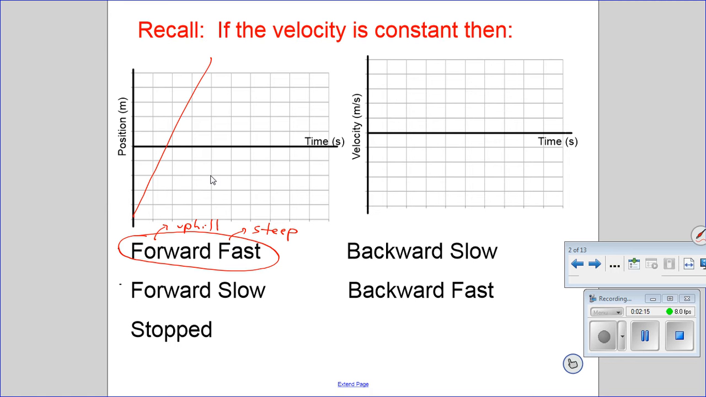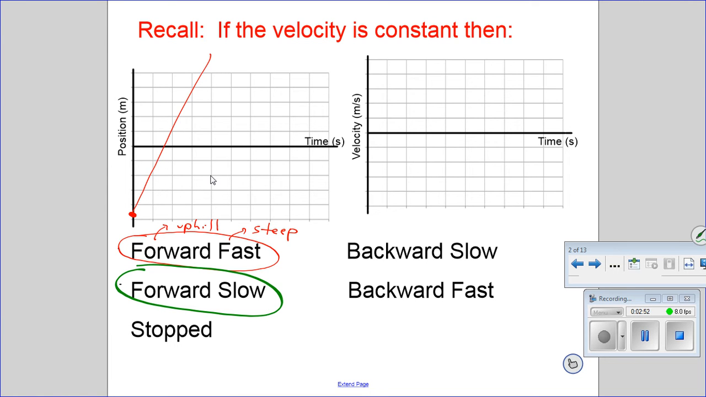Now notice I chose to start the graph down here at a negative position. The only reason I did that was so that I would have room to fit the whole graph onto the window. But there's absolutely no reason why I couldn't have drawn that graph up here, and that would still represent the same thing, right? But just so that it fits on the graph, I drew it down lower. The only difference would just be what your starting position is. Follow?